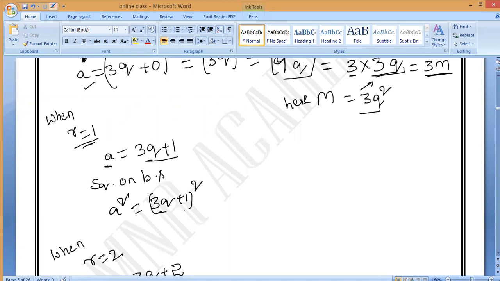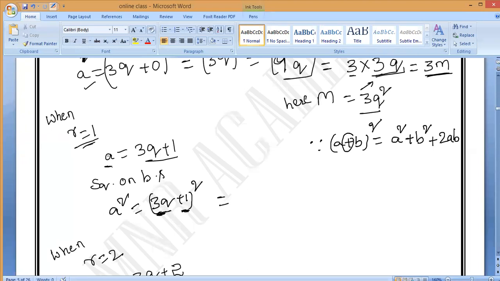Ma'am, here we can use a plus b the whole square. Yes, it is like a plus b whole square. What is the a plus b whole square formula? a square plus 2ab plus b square. It is plus, okay, ma'am. Plus a plus b whole square.